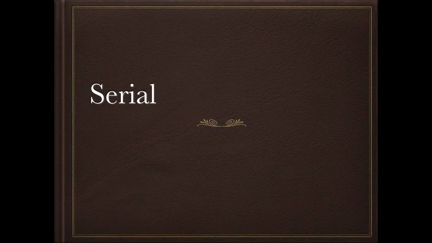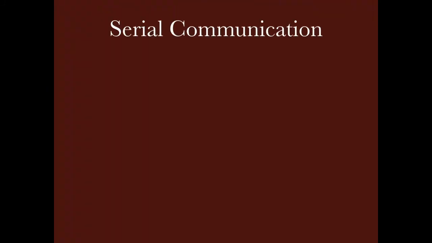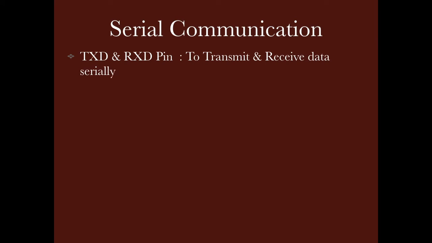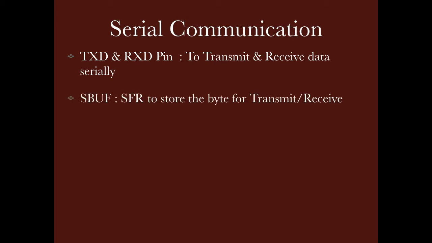Now coming to serial communication, let's discuss the serial port of the microcontroller. The serial communication takes place with two pins, TXD and RXD. These pins are on port 3. These two pins are used to transmit and receive serial data. TXD is used to transmit the data, and RXD is used to receive data serially. Then the SFRs used for serial communication: one is SBUF. SBUF is used to store the byte for transmission, or it stores the received byte.